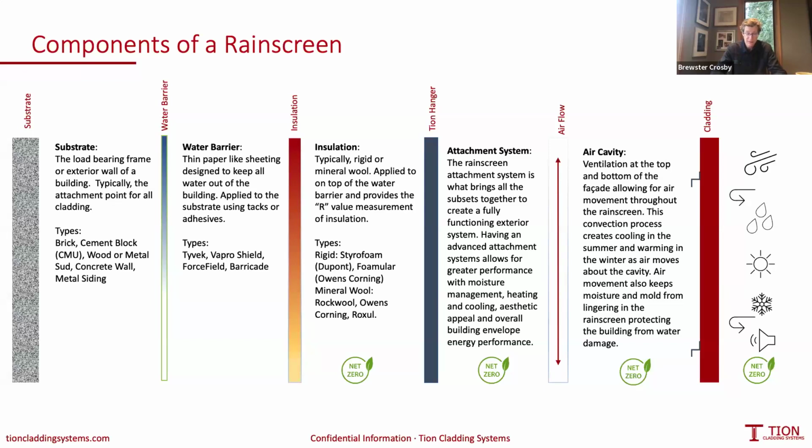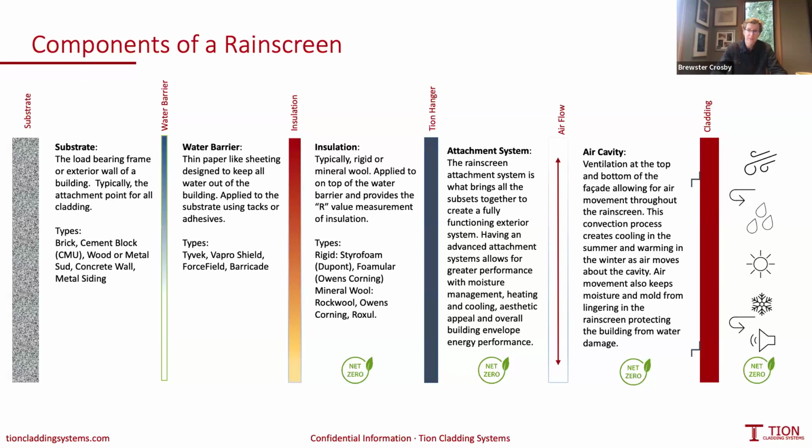Insulation then comes as part of the Rainscreen. And you see this on many buildings now, external insulation, and this can be rigid or more malleable, like a mineral wool or a rock wool. All this needs to be held together by an attachment system, and you'll learn more about Tion's attachment system coming up, but there are various types of attachment systems. Tion has an advanced one, but there's other lattice systems and clip and rail systems that are in the marketplace today.